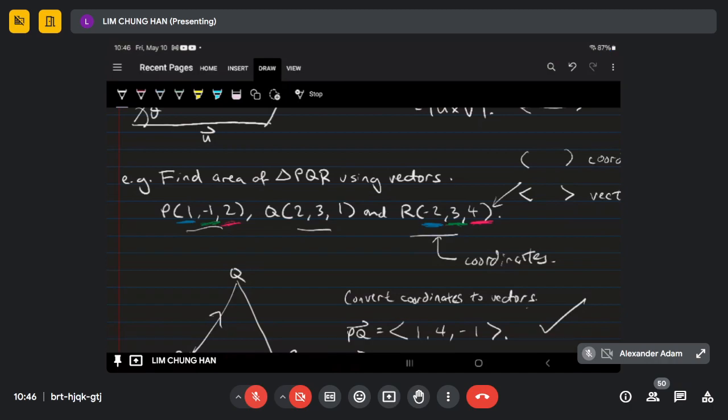Excuse me, doctor. Yeah. If I pick QR instead of PQ, will it give me the same answer? It should, yes. Okay.